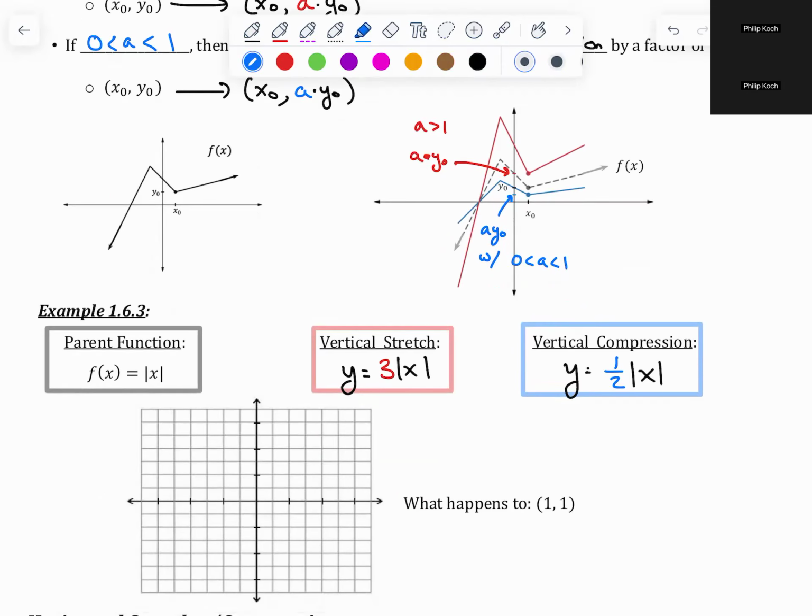So the original function, the absolute value function, makes the V shape and has the points -1, 1, 0, 0, and 1, 1. And it makes that V shape like that. And so, unlike with shifting, where it's a specific number each time, it's now a tripling process. So the vertical stretch is a stretch by a factor of 3.